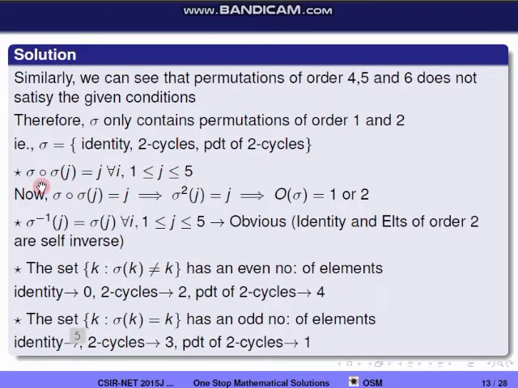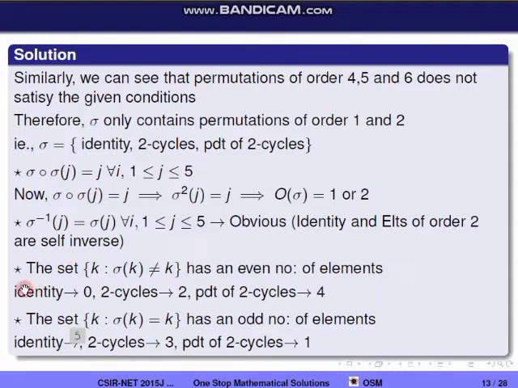So consider sigma composite sigma of j. That is equal to sigma squared of j, which is equal to j. That is, the order of sigma will be either 1 or 2. That is obvious because sigma only contains the identity, 2 cycles, and products of 2 cycles, whose orders are 1 and 2. Second option: sigma inverse of j is equal to sigma of j. It's also obvious because sigma only contains the identity and elements of order 2, which are self-inverse.